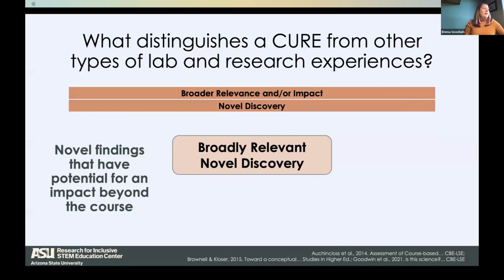So ultimately, it's these last two elements, broader relevance and novel discovery, that we tend to say makes an experience a real or authentic research experience for students. And sometimes we say broadly relevant novel discovery or just relevant discovery. But what we mean by that is that students are engaging in research that has the potential to produce novel findings with an impact beyond the course.